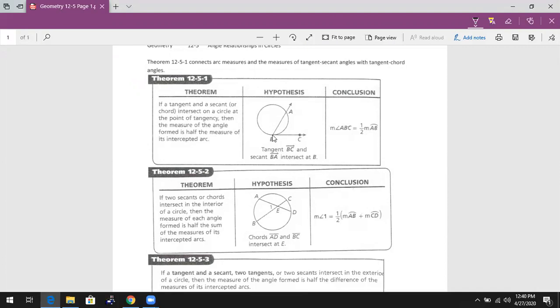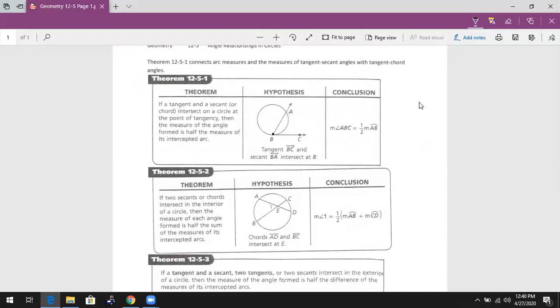So here we have tangent BC intersecting chord BA, or if I extended BA and made it a line, it'd be secant BA, but on the circle at this point of tangency. Then that means the measure of angle ABC is half of the arc it intercepts, which is arc AB. The angle is half the arc.